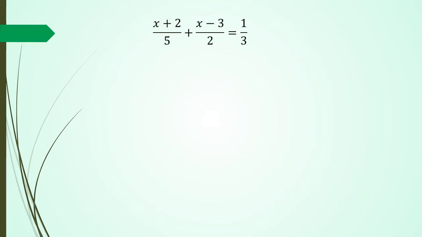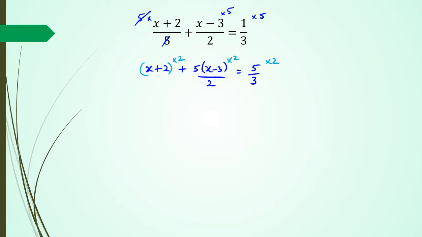With this question, I've got 5, 2, and 3. So I'm going to multiply everything by 5: that by 5, and that by 5. What happens is my two 5's cancel out, and I've got x plus 2 plus 5 times x minus 3 divided by 2 equals 5 over 3. The next number I want to get rid of is the 2, so I'm going to multiply everything by 2: that by 2, this by 2, and this term by 2 as well.